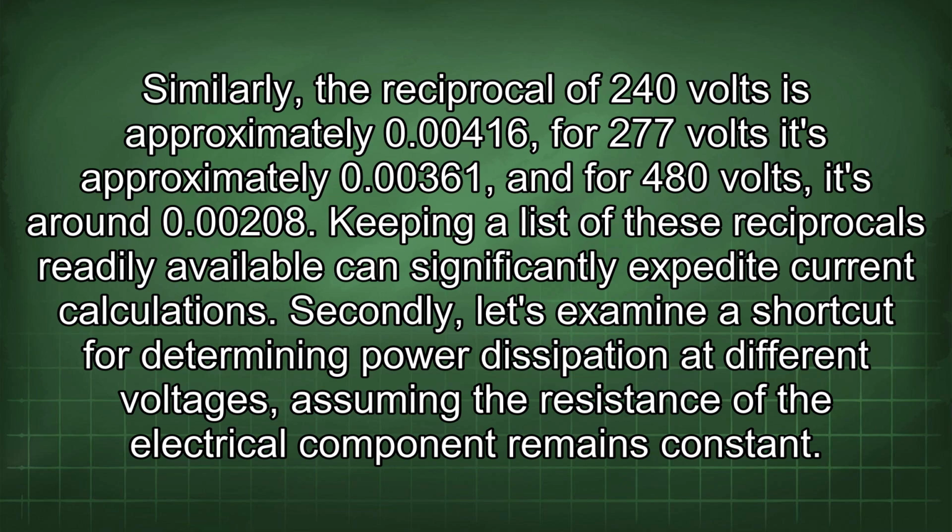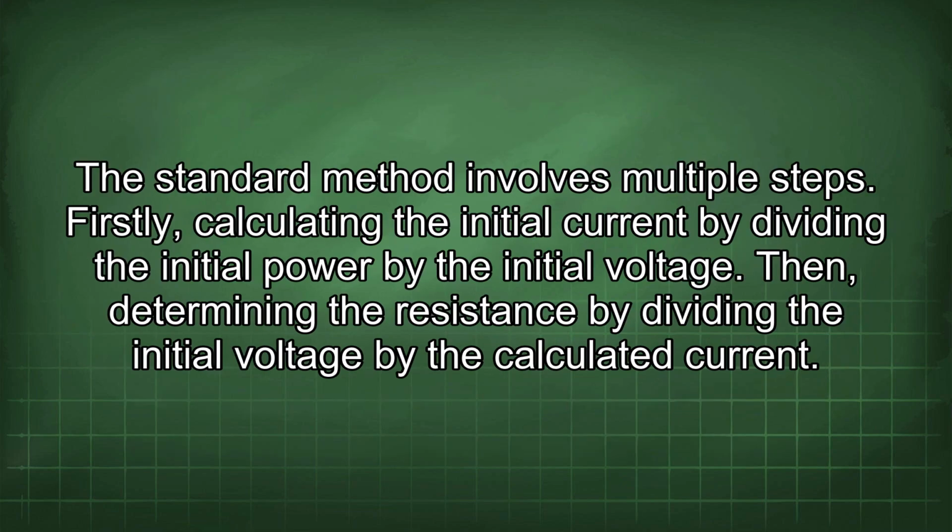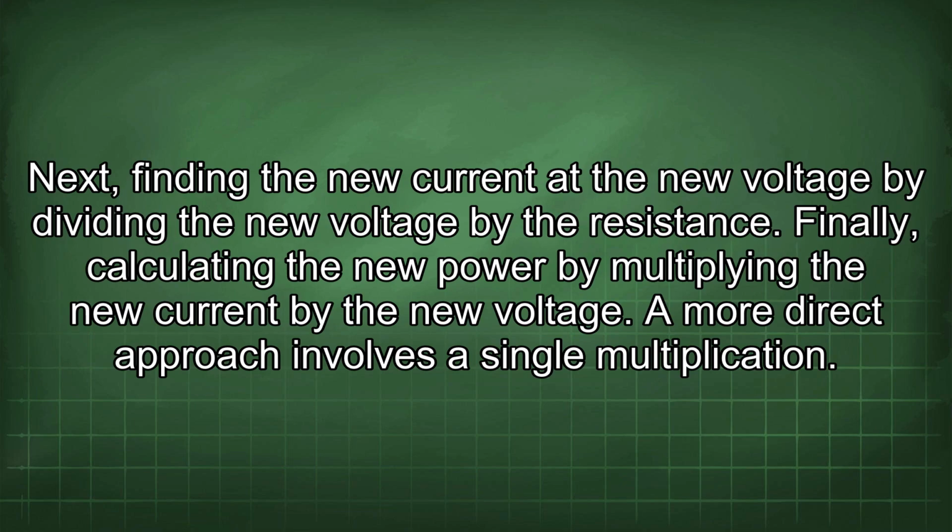Secondly, let's examine a shortcut for determining power dissipation at different voltages, assuming the resistance of the electrical component remains constant. The standard method involves multiple steps. Firstly, calculating the initial current by dividing the initial power by the initial voltage. Then, determining the resistance by dividing the initial voltage by the calculated current. Next, finding the new current at the new voltage by dividing the new voltage by the resistance. Finally, calculating the new power by multiplying the new current by the new voltage.